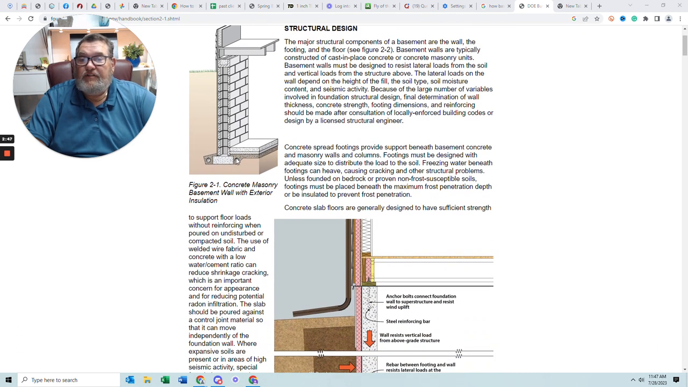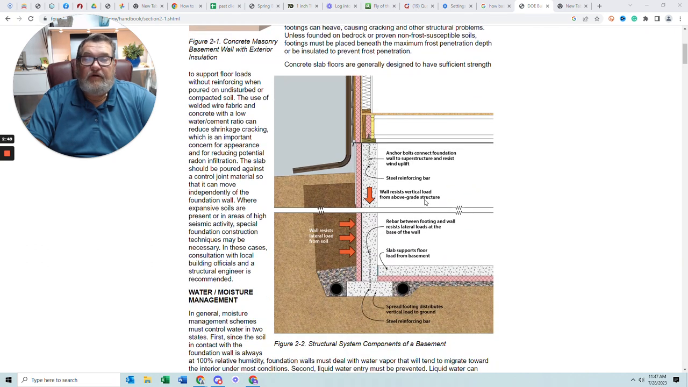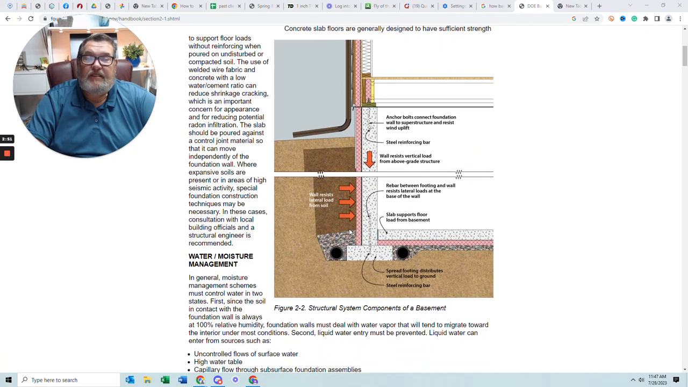Down the side here we've got backfill. If I go to a lower picture, you can see this is like gravel, this is backfill, and this is insulation on the outside of the concrete. This is showing a typical poured concrete wall with rebar in there to strengthen it. You also have a slab that's poured on top of that.